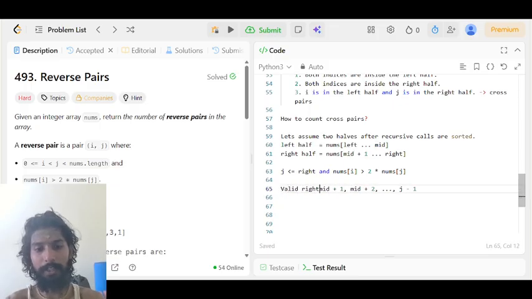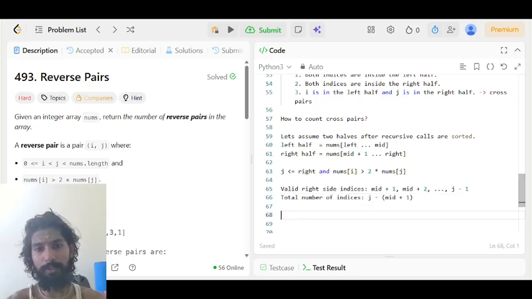These are valid right side indices, and the total number of indices becomes j minus mid minus 1. This is where many beginners get confused with plus 1 and minus 1. We should be very precise here.